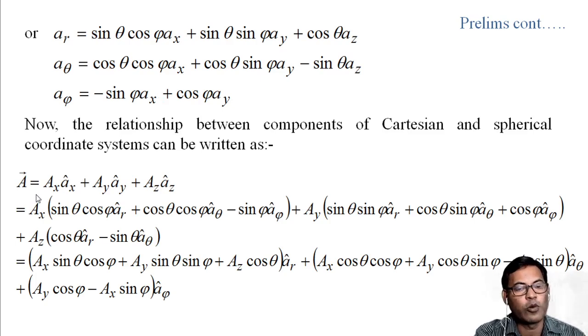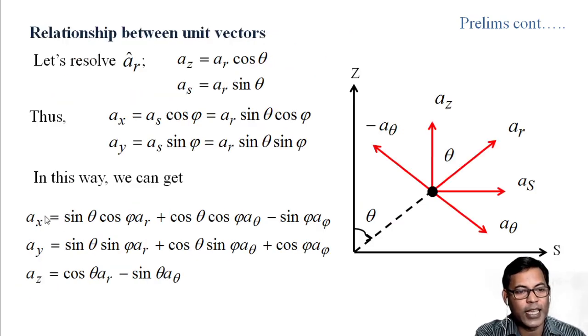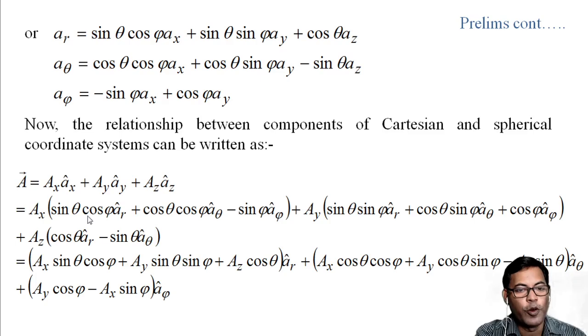Here in the Cartesian coordinate system we have A equals ax plus ay plus az. Now putting the values, the same as we saw in the relationship of the Cartesian coordinate system to the cylindrical coordinate system, putting in the values of ax, ay and az, we have this expression. Now rearranging the terms, we have ax sin theta cos phi plus ay sin theta sin phi plus az cos theta into ar. Similarly, we get this term into a theta plus this term into a phi.